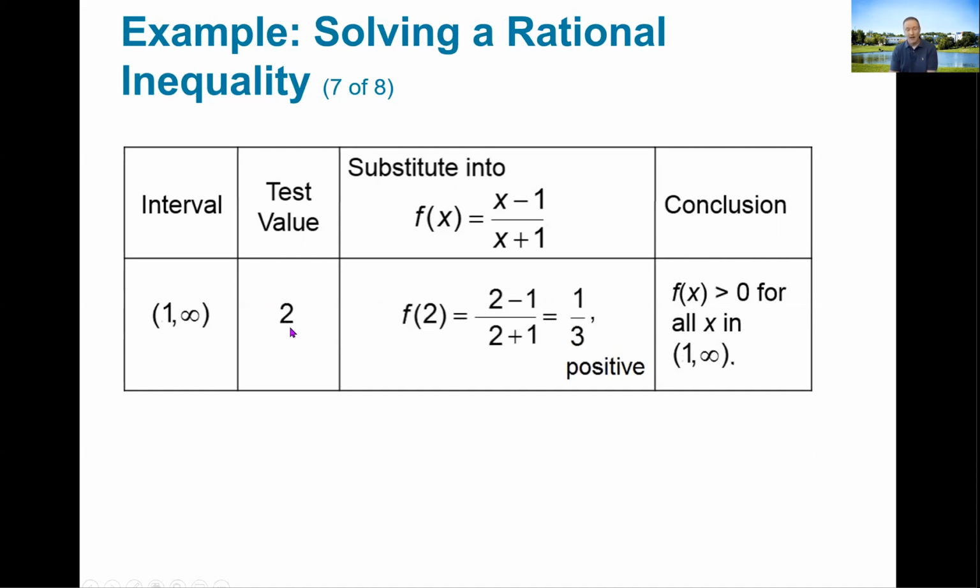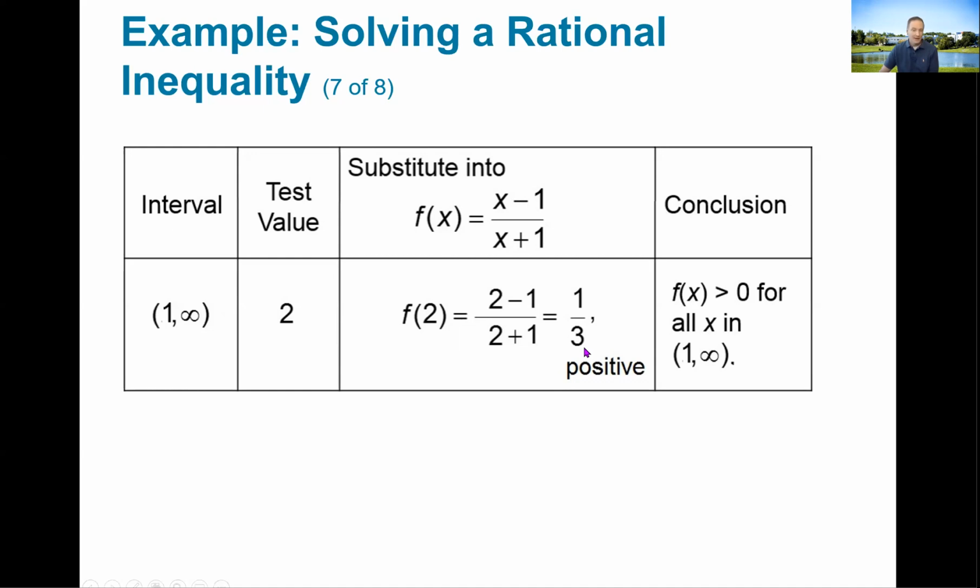I move on to the last possible solution region, the numbers between 1 and infinity. You'll see I've used a 2 to represent that region. Nothing special about a 2 other than it is certainly within that region. When I plug a 2 into the equation, I get a 2 minus 1, or 1, in the numerator over a 2 plus 1, which is 3 in the denominator. So I get 1/3. Well, I really don't care what number I get. I just care about the sign of it. I know that 1/3, as well as any positive value, is going to be greater than 0.